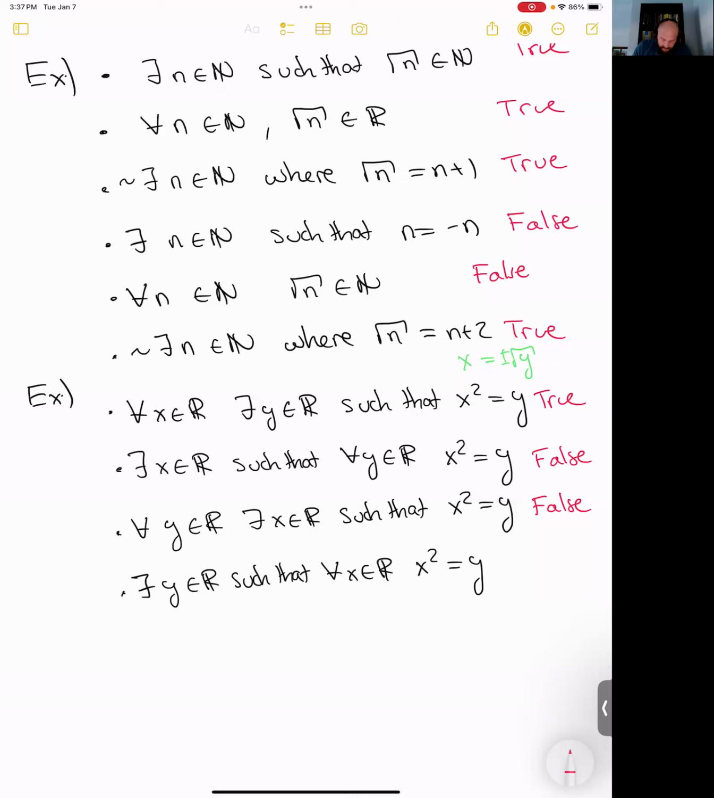Okay, now the last one, there exists a y, a real number, such that for all x, x squared is equal to y. So now when you say there exists a y, you can think about fixing one so that no matter what x you pick, when you square it, it's equal to y. But again, that can't be the case. You can't fix a y and have it be equal to the square of every x. That just doesn't make sense.